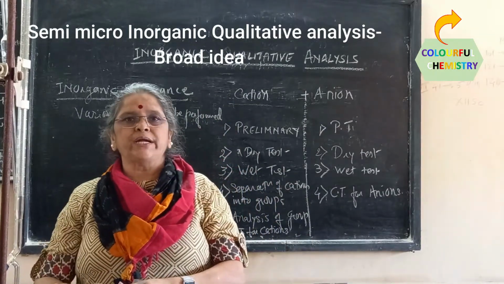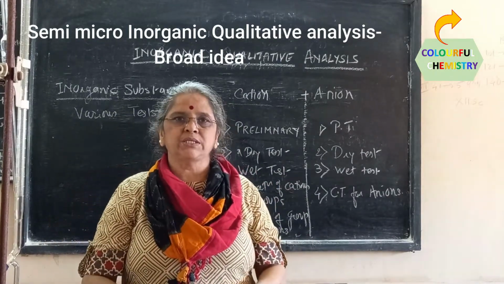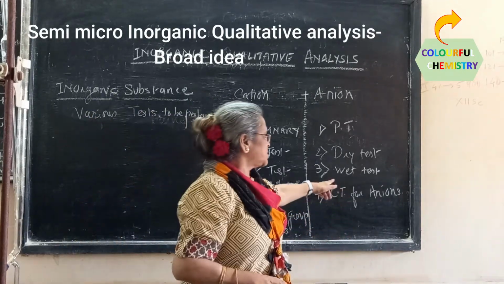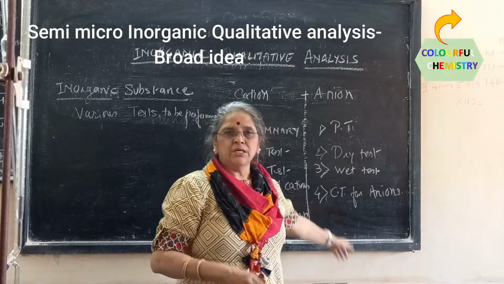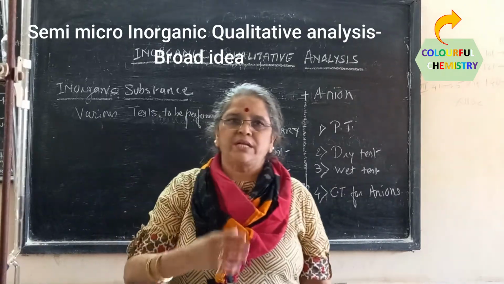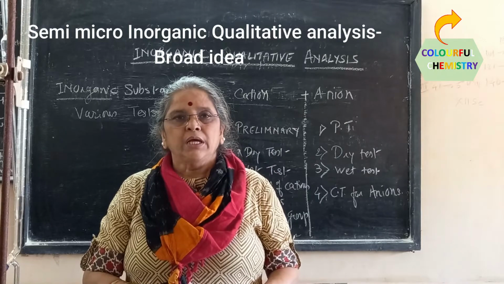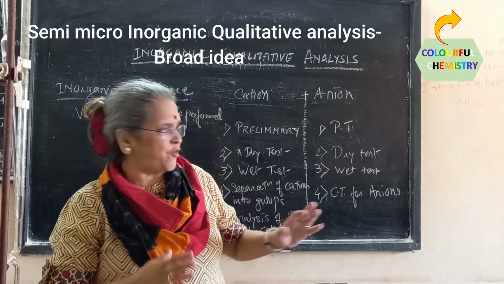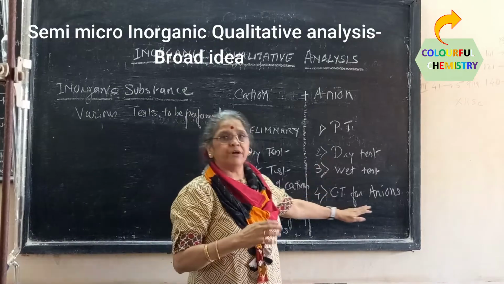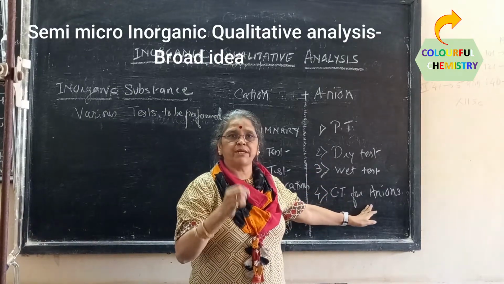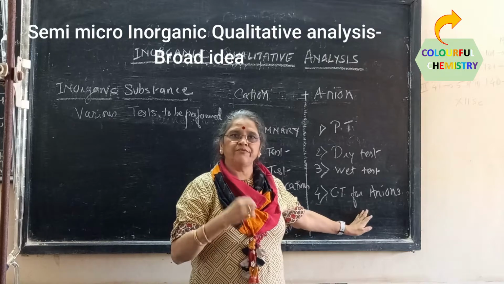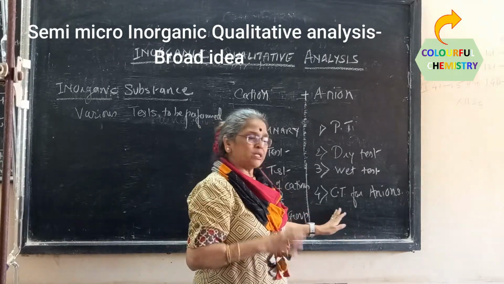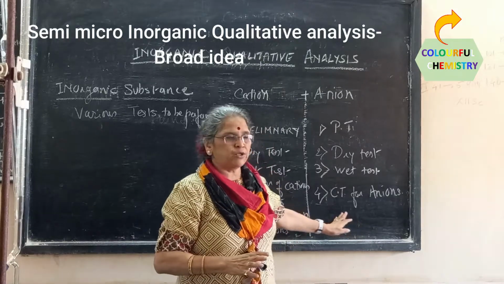The moment you get a positive result for any of the wet tests, immediately the confirmatory test is there. So after the wet test you are going to perform the confirmatory test. It is given right below the wet test. So this is how you are going to perform. CT means confirmatory test for anions. You are confirming the presence of, say, an XYZ anion.